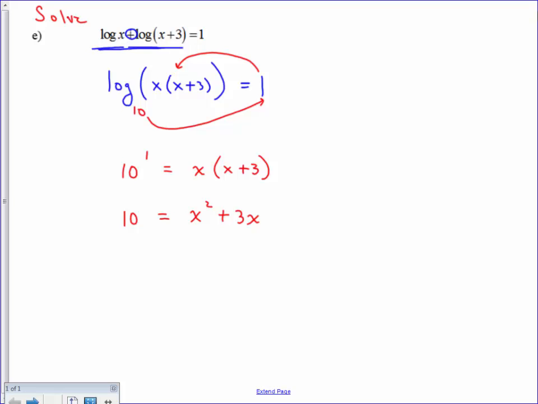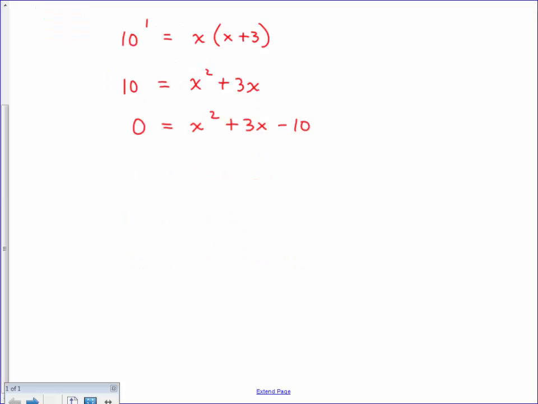Now, to solve this equation, notice that it's a quadratic equation, so we want to subtract the 10 to the right-hand side so that we get 0 on the left. So we'd have 0 equals x squared plus 3x minus 10. And then we would want to factor.